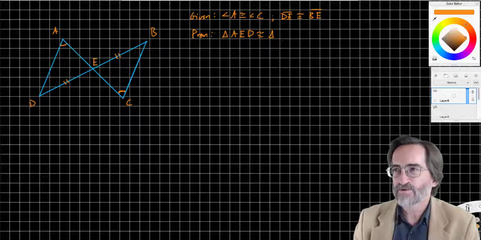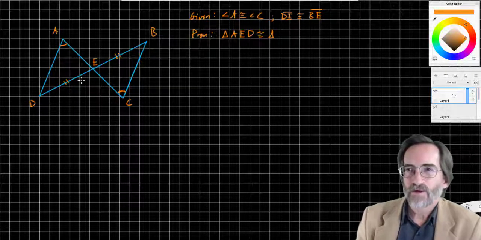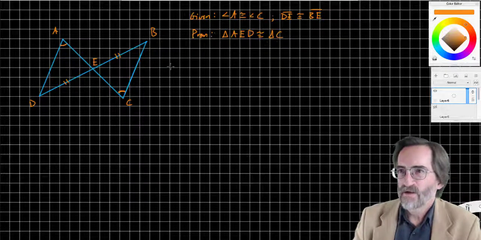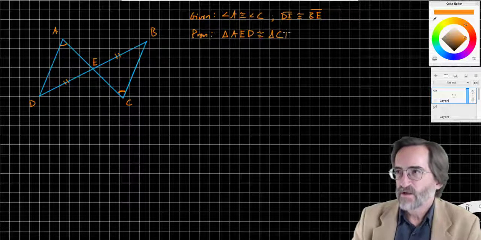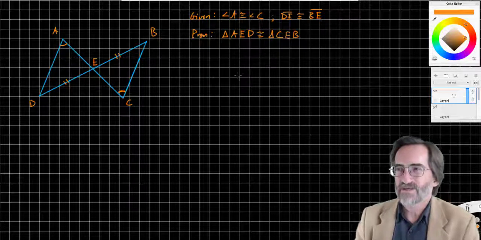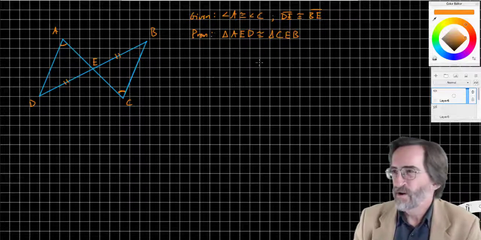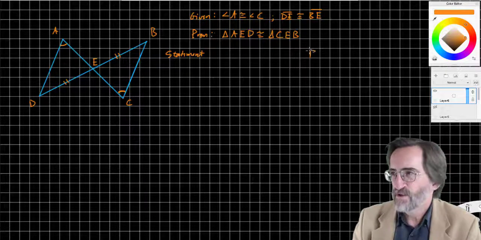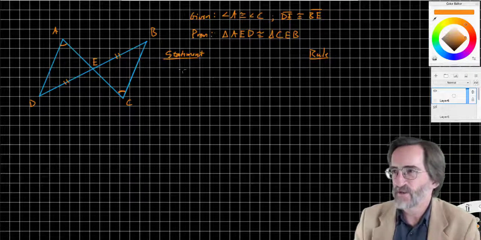Now, this is a critical step: naming the congruent triangles. AED. Notice the way it is. A goes with C. E goes with E. D goes with B. So AED is congruent to CEB. All right. So we've got statements and rules. I like to call them rules because they're the rules that justify the statement.